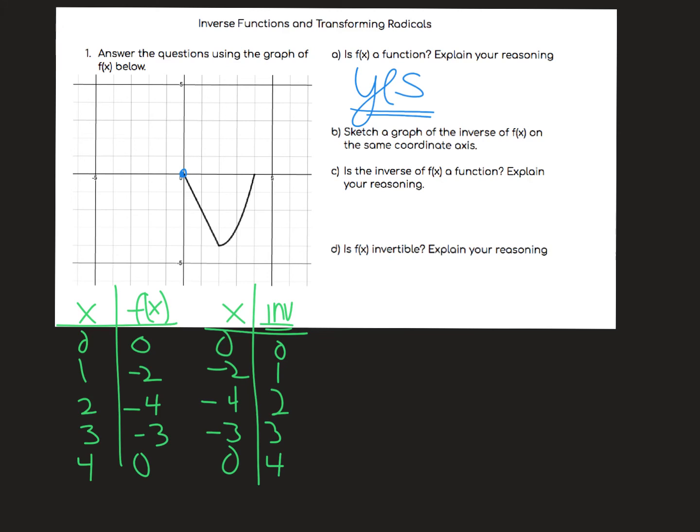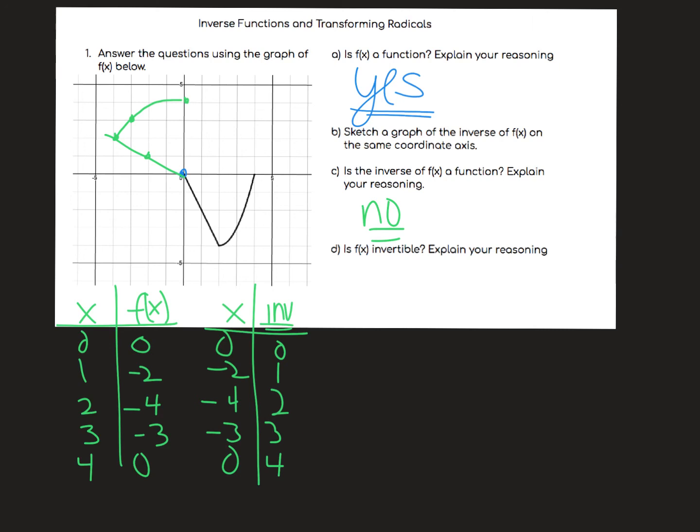Ooh, that seems like that's going to be a problem. So it was straight, and then it was curved. So the inverse is not a function. So no, the inverse is not a function. Because on the inverse, for example, if I put in negative 2, I get two different outputs, or two different y values. So that's what your explanation would be. You've got to put that in words, be sure.